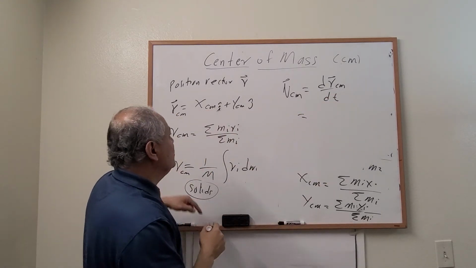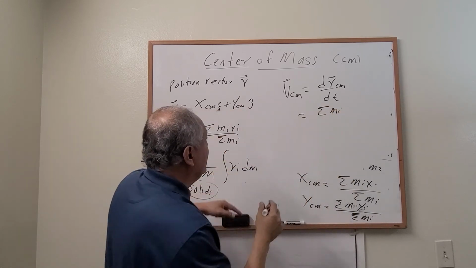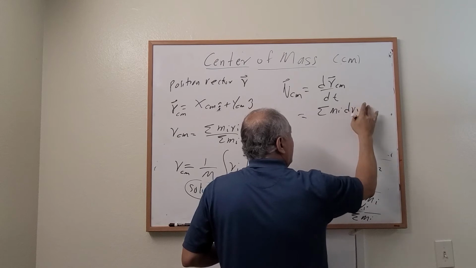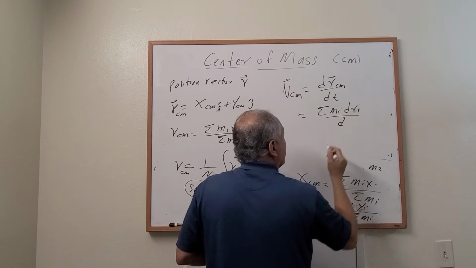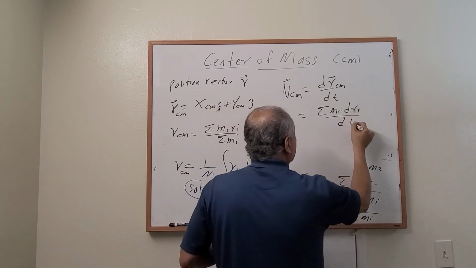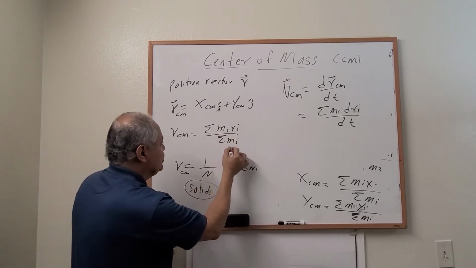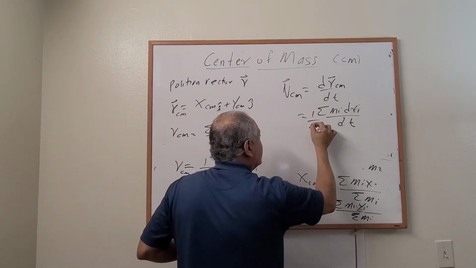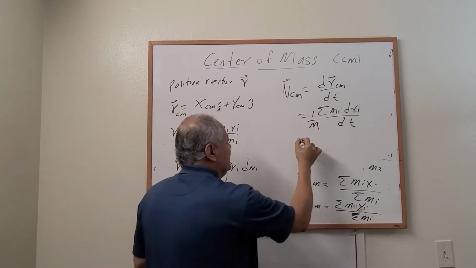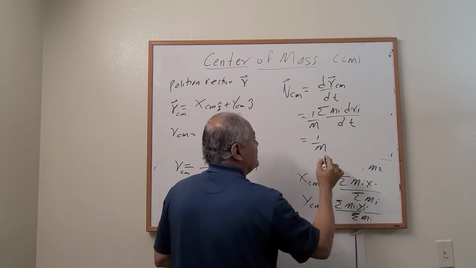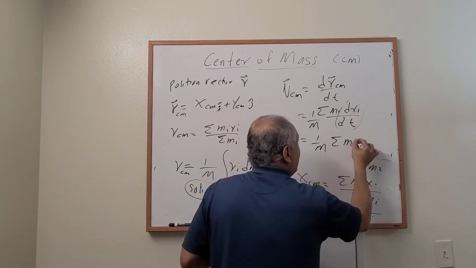Okay, let's do it. So it's equal to the sum of m sub i times the derivative of each position with respect to time, correct? But we need to divide it by the total mass, so 1 over the total mass. Perfect. Then this is equal to 1 over the total mass times the sum of m sub i.